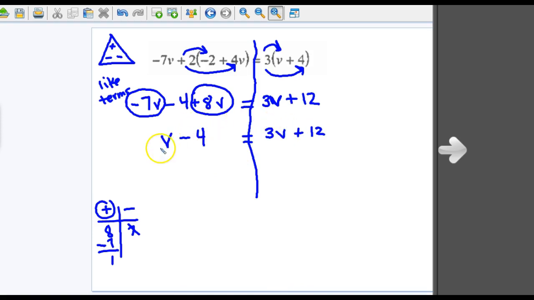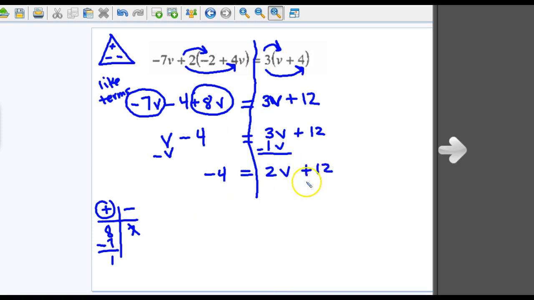So now I have to move things around. This 3 is bigger than my 1v, so I'm going to subtract 1v. I'm going to subtract 1v. And that's going to give me negative 4 is equal to 3 minus 1 is 2, v plus 12.